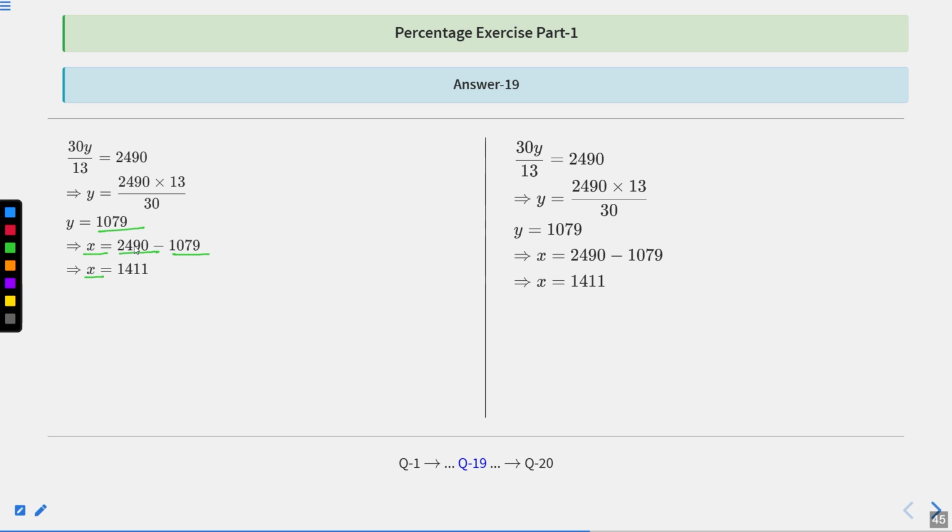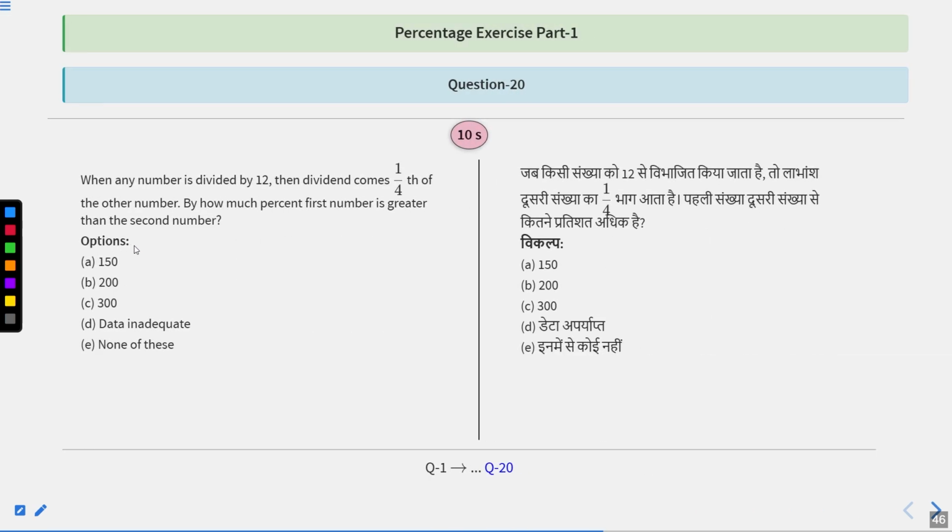Okay. Next question is, when any number is divided by 12, then the quotient comes to 1/4 of the other number. By how much percent is the first number greater than the second number? You have 5 options and 10 seconds. Please try to solve this question. Your time starts now.